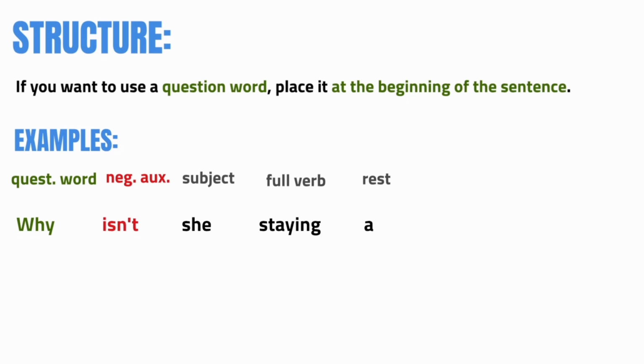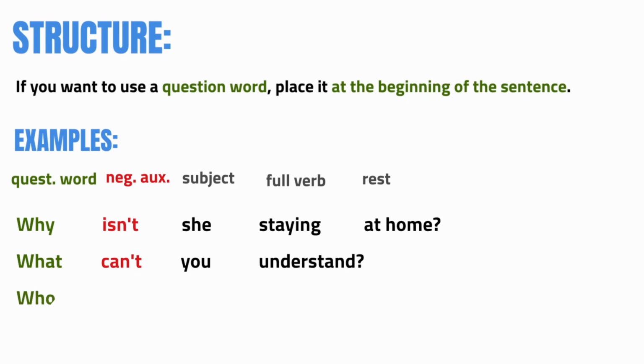For example, why isn't she staying at home? She isn't allowed to go out, and I saw her somewhere. What can't you understand? I spoke slowly and clearly. Who doesn't Steffi like? Hard question. I don't know. But I want to make sure, make a suggestion, want to get some information.